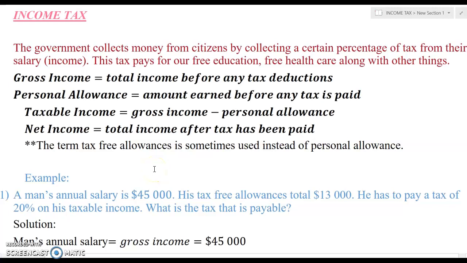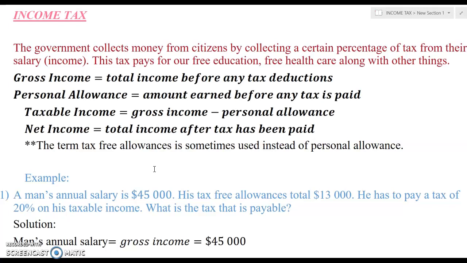Hi everyone, in this video we'll be looking at income tax. So I have some descriptions here about what income tax really is. Income is money you get when you're working every month, right? The government collects money from citizens by collecting a certain percentage of tax from their salary or their income. This tax pays for our free education, our free healthcare, along with other things.